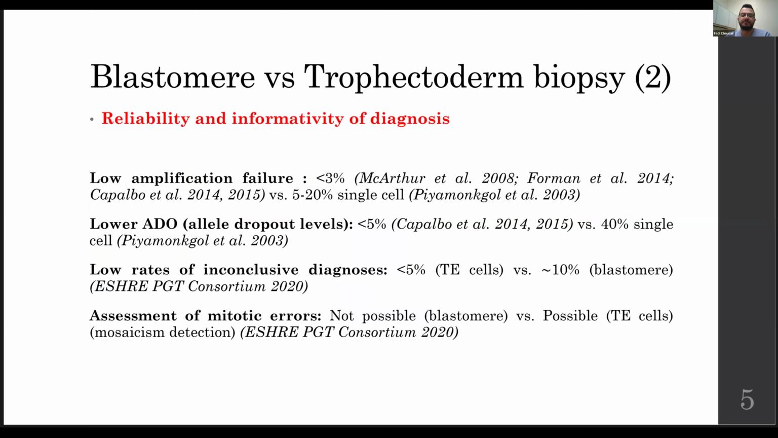Beyond safety, trophectoderm biopsy offers superior diagnostic performance. Amplification failure is notably low, less than 3%. Allele dropout rates are also reduced, improving the fidelity of genetic diagnosis. Trophectoderm biopsy also yields fewer inconclusive results, less than 5%, based on data from the ESHRE PGT consortium, and enables the detection of mitotic errors and mosaicism, features not accessible with single-cell analysis. These advantages make trophectoderm biopsy not only safer, but also diagnostically more informative.